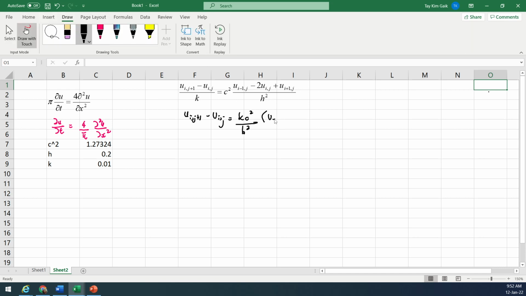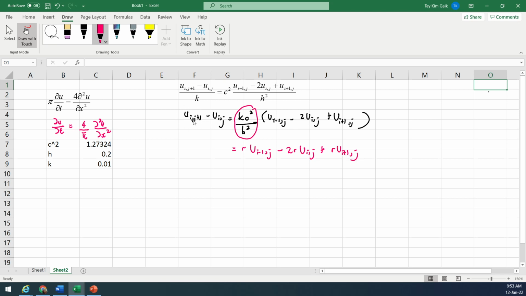So u(i-1,j) minus 2u(i,j) plus u(i+1,j), where this one we denote as r. So you have r u(i-1,j) minus 2r u(i,j) plus, don't forget r, you expand, so you have r u(i+1,j).